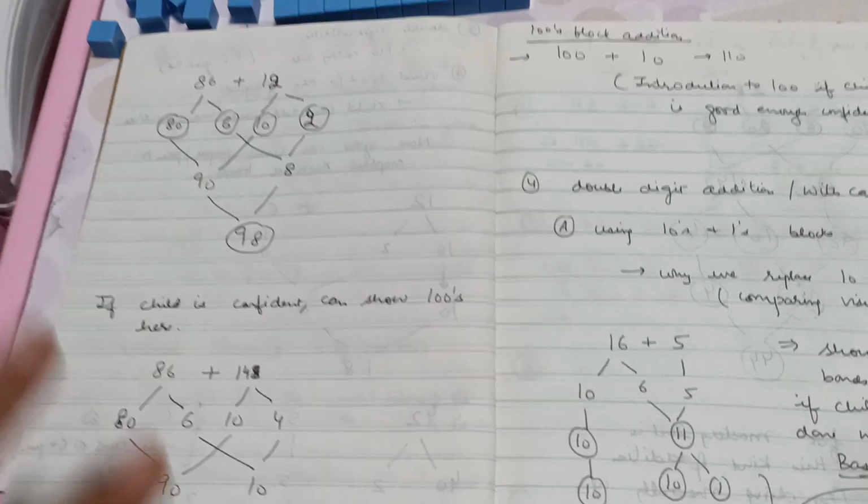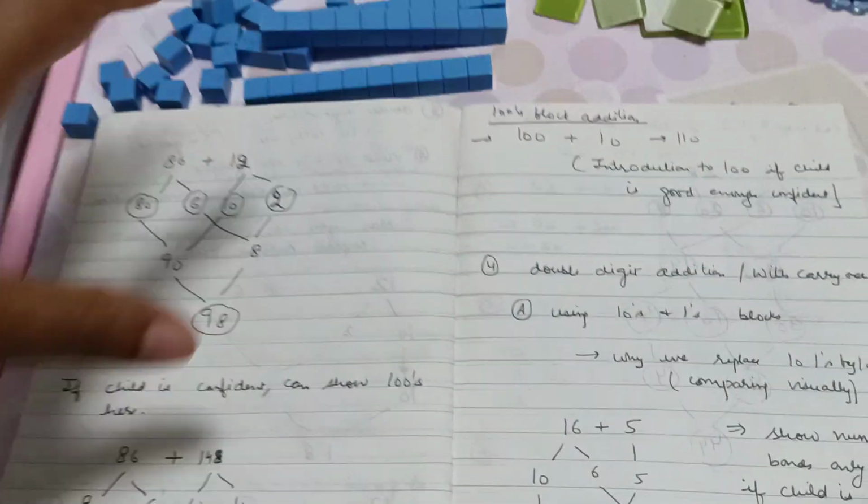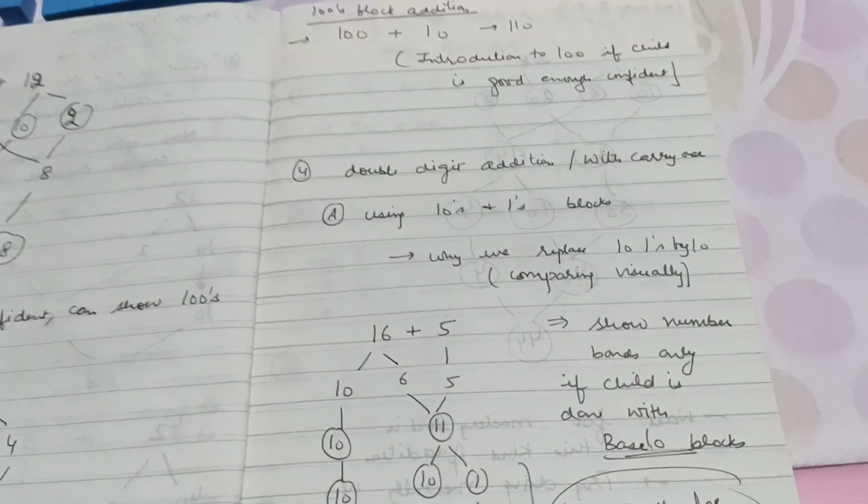Now, once the child is done with two-digit number bonds and is confident with everything, then I will move to the next level.